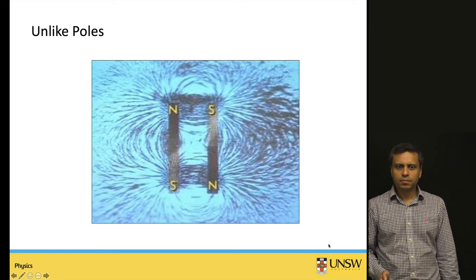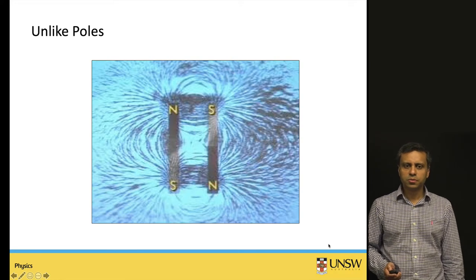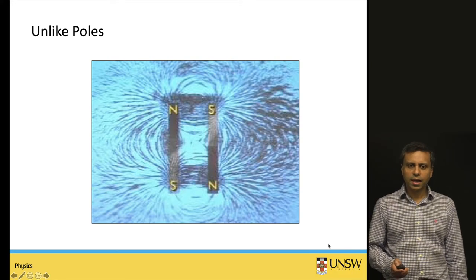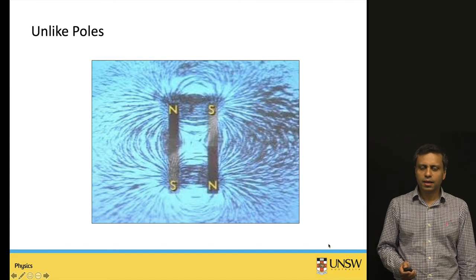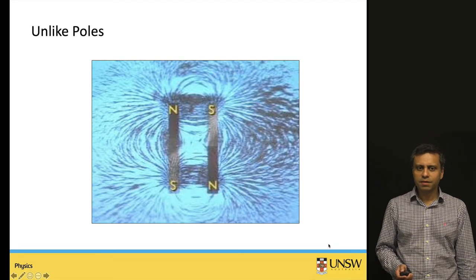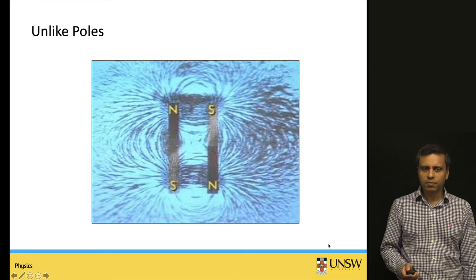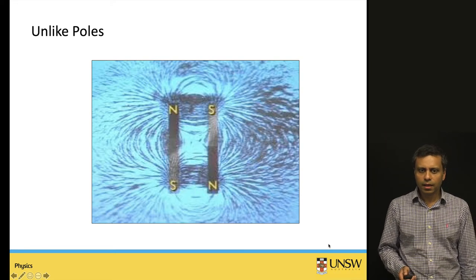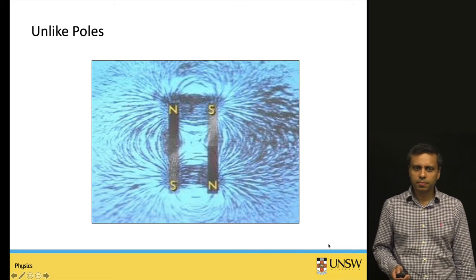So here we place two magnets with opposite poles close to each other. You can see the iron filings tracing out the direction of the magnetic fields. And what you see here is that between the North and South poles, the magnetic field lines are very dense, whereas as you go away from the poles, the magnetic field becomes weaker and the lines also are less dense.